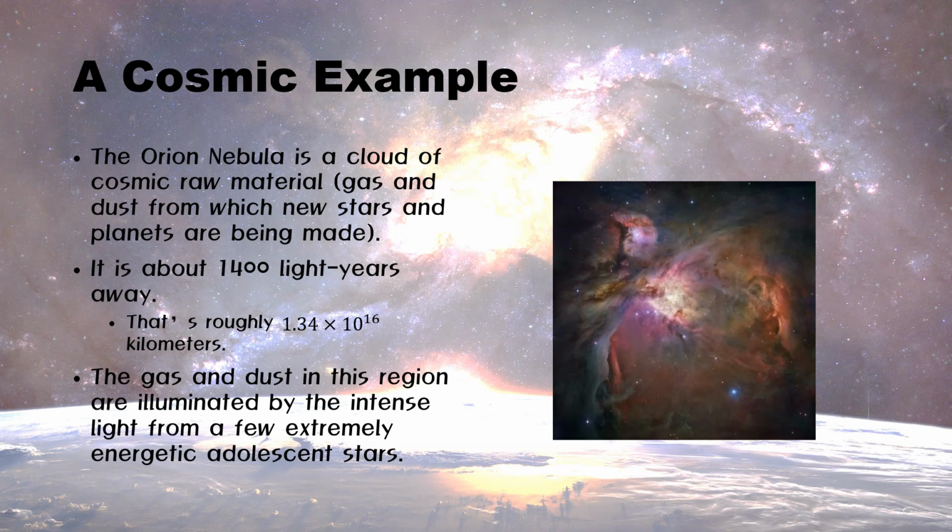Now, if we could actually look at this region of space, the gas and dust in this region is illuminated, and the reason why we see it so well is because there's intense light from a few extremely energetic adolescent stars. And we say adolescent because when we have gas clouds like this, they tend to be very young. So we have very young stars here, and because they're very young, you notice we also have a lot of bright light coming out of here, which illuminates the gas that we're seeing around it.